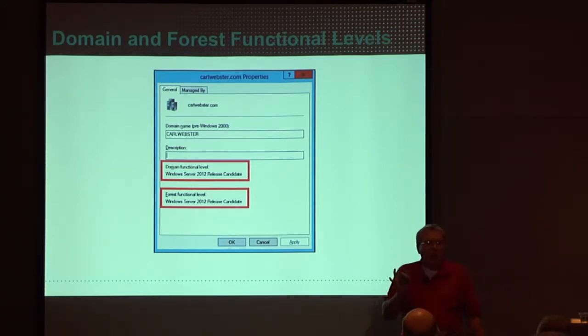The one reason people don't get off of these is because of one key misunderstanding. If I'm at 2008 and I raise my domain and forest functional level to 2008, the misunderstanding is that, well, I can never add a 2003 or 2000 server to the environment. That's not true. The domain and forest functional level just deals with the lowest level of domain controller that you can implement.